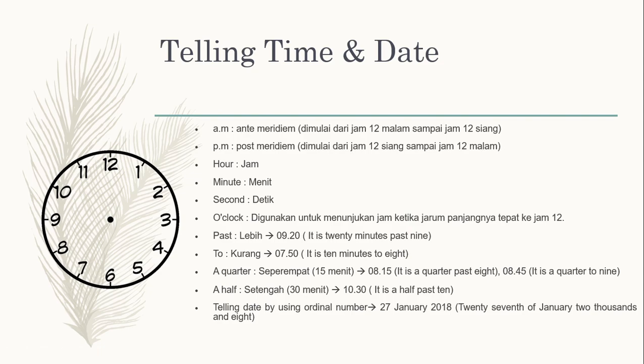And then we use quarter to say 15 minutes. For example, it is a quarter past 8 or it is a quarter to 9. Next is half to say 30 minutes. It is a half past 10. Then, if you want to tell the date by using ordinal number, for example, 27 January 2018, you should say 27th of January 2018.